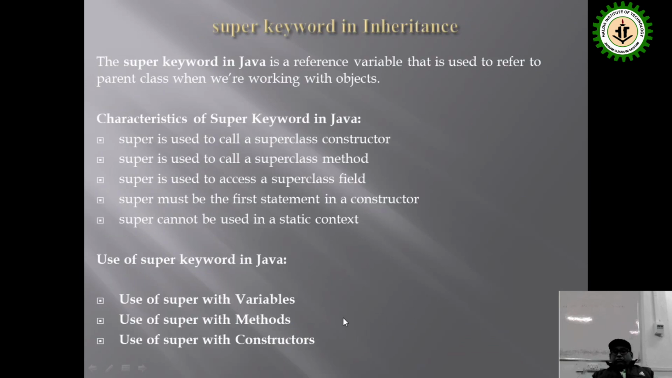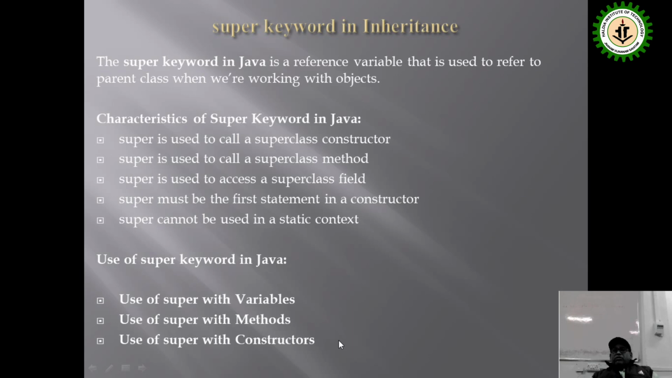Now, it's a very important keyword in inheritance. This is the super keyword. The super keyword in Java is a reference variable that is used to refer to the parent class when we are working with an object.